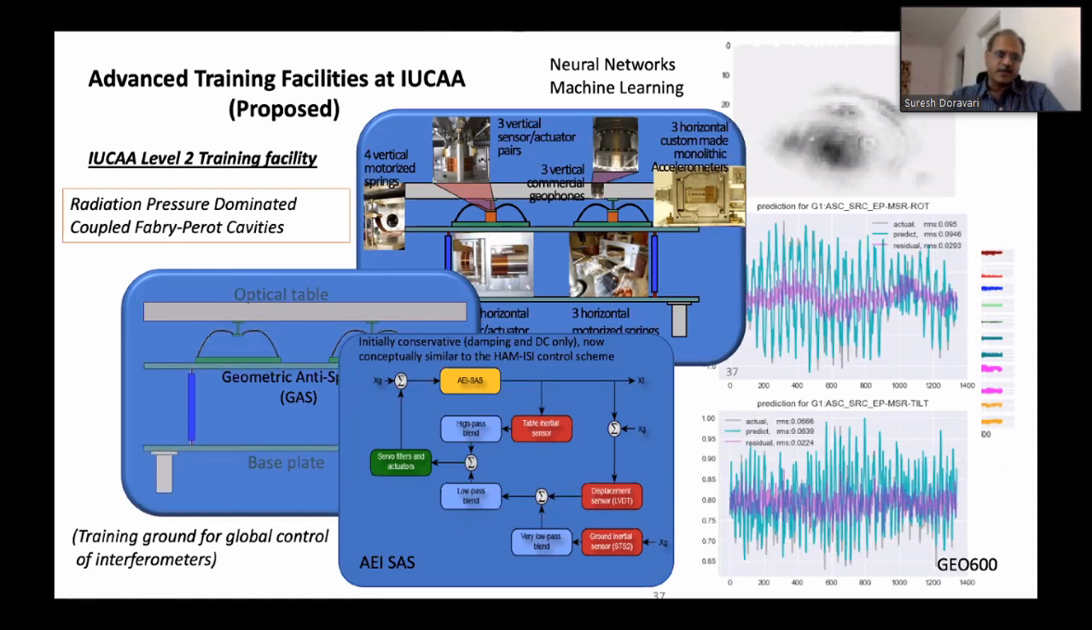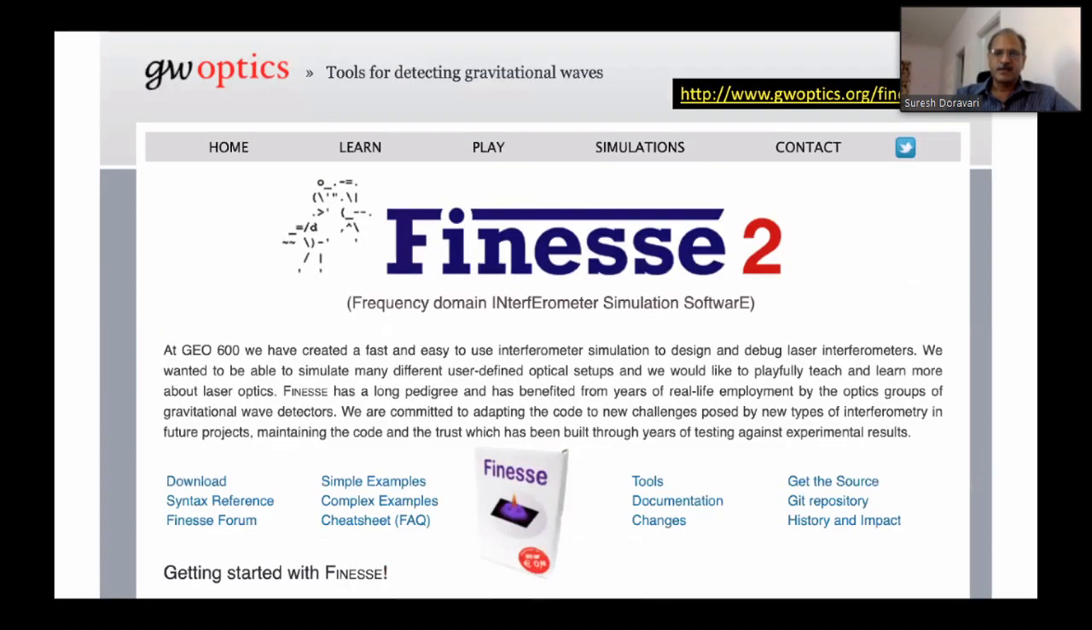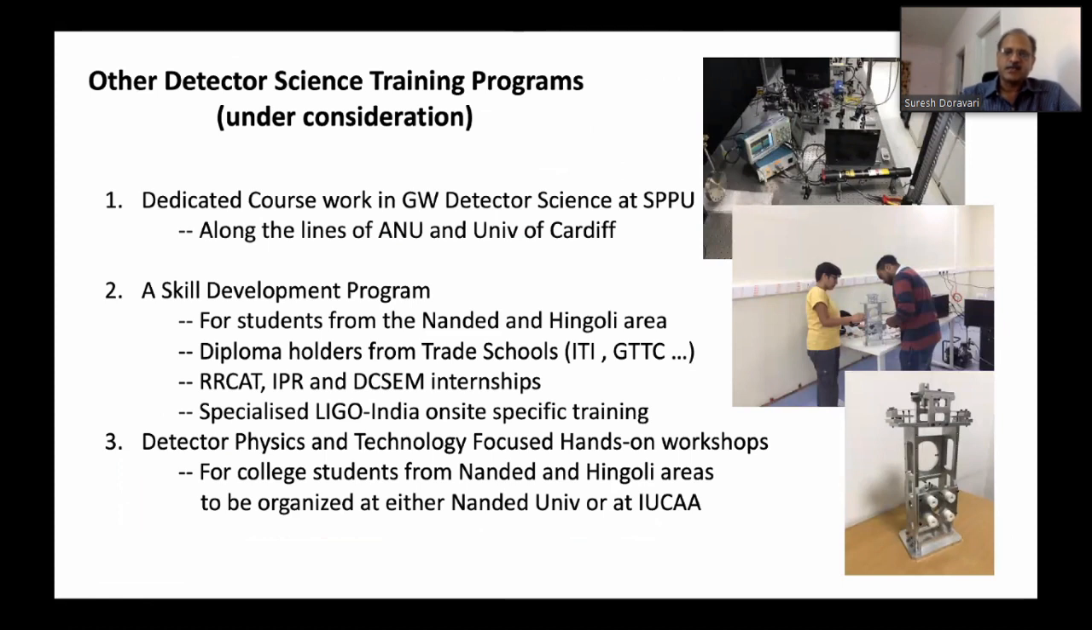We have other projects based on machine learning and artificial intelligence, because these tasks are so huge that human beings may find it difficult to cope. So we want to train machines to be able to do that. We also have a very powerful simulation software, which is called Finesse. There are other simulation packages also within the community, which simulate various parts of the detector. Finesse itself is an optical simulator. It simulates the optical plant. We have students who have already joined us. We have laboratories where they are taking up projects. So these are all programs that are available to students across India.